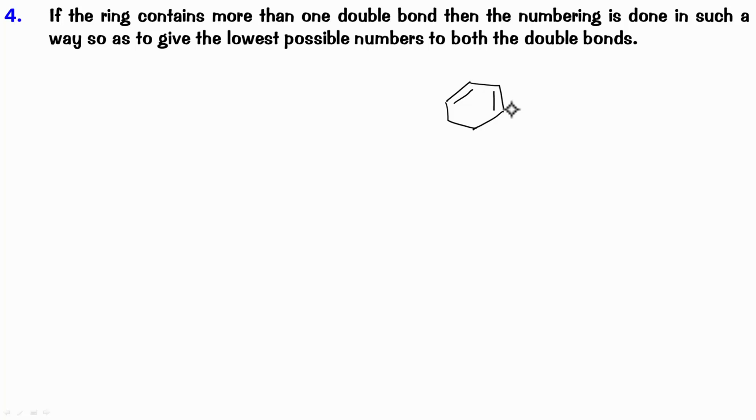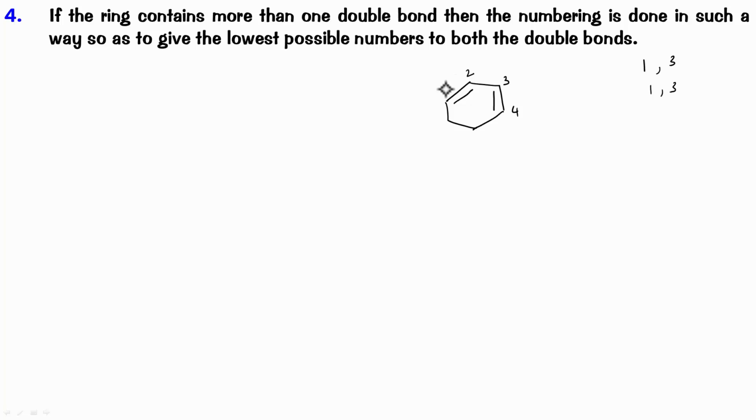Well, I can start from maybe here 1, 2, 3, 4. So what do I get? I get 1 as far as the double bonds are concerned, and I get the next double bond at 3. So let's try one more strategy. Let's number this as 1, 2, 3, 4. I still get 1 and 3.